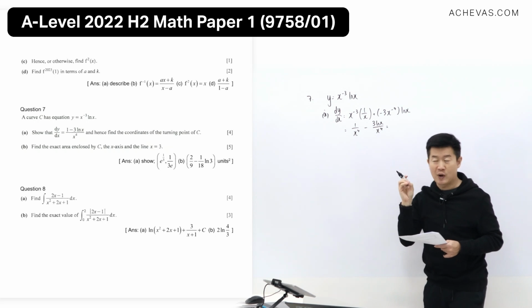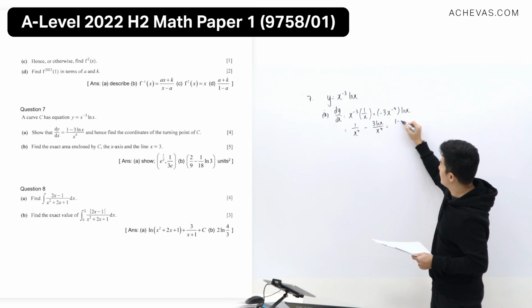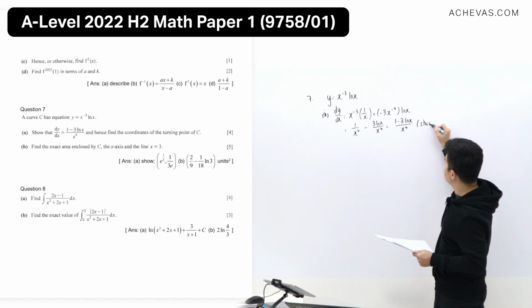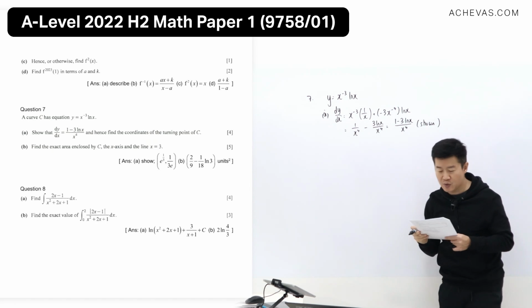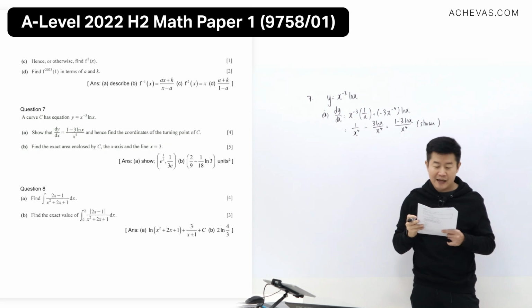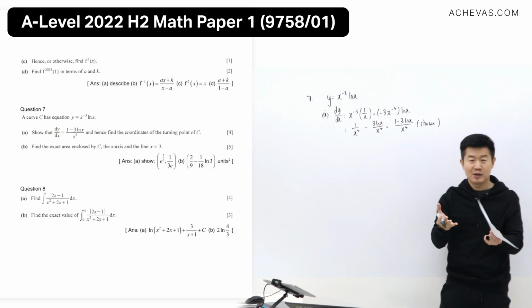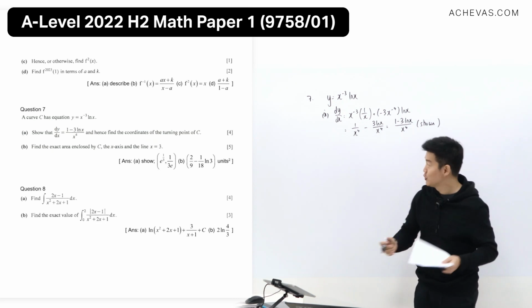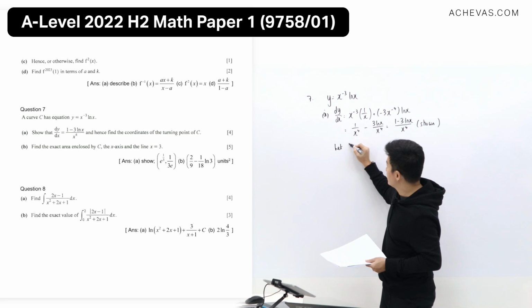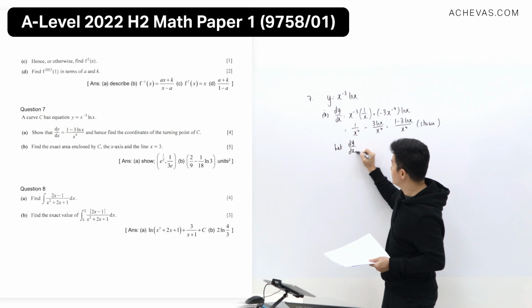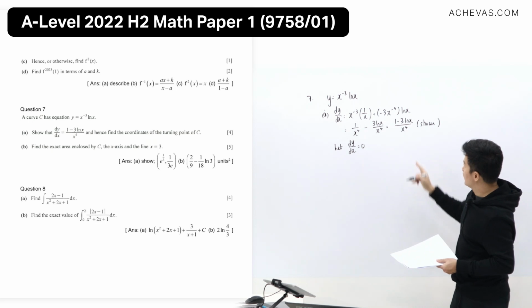Combining this into one single expression, we have (1 minus 3 ln x) over x to the power of 4. And this is what the question requires us to show. And hence, we are supposed to find the coordinates of the turning point of C. At the turning point, dy/dx is equal to 0. So let's make dy/dx here equal to 0.